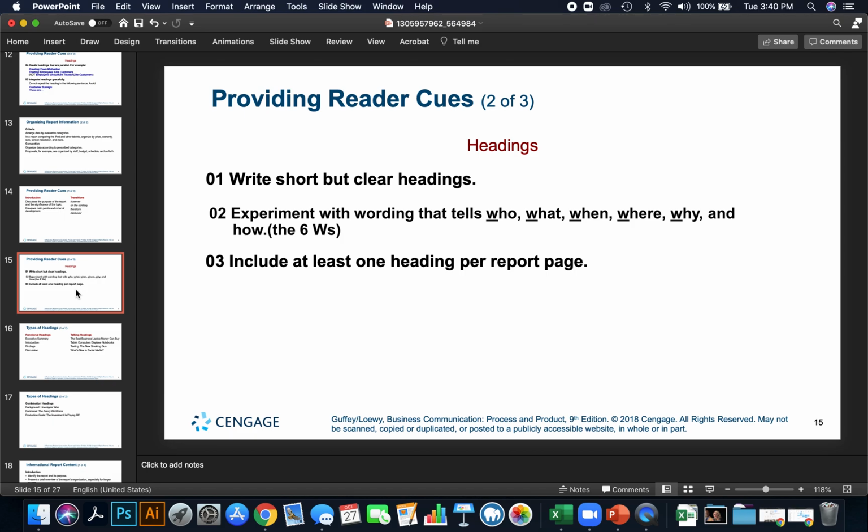Providing reader cues. Write short but clear headings. Experiment with wording that tells who, what, where, when, and why, the 6 W's. And include at least one heading per report page.